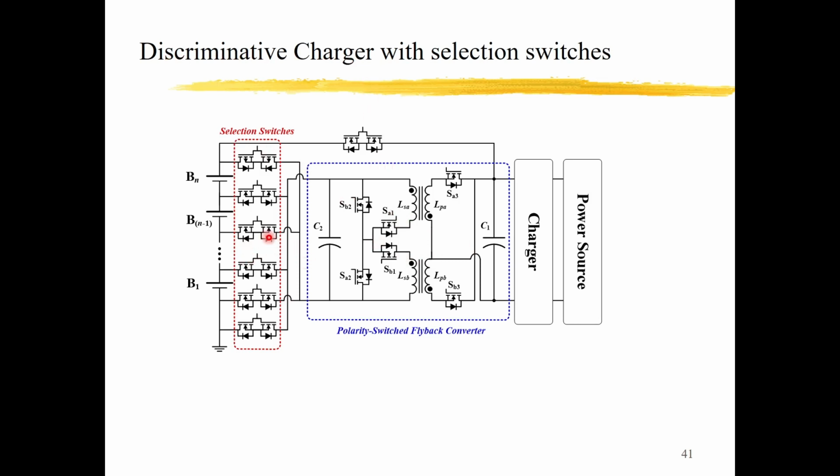For any one of the cells, the cells can be shifted out by the selection switches if the cell needs additional energy because of its low SOC state. Okay, we can use this flyback converter to additionally charge the battery.